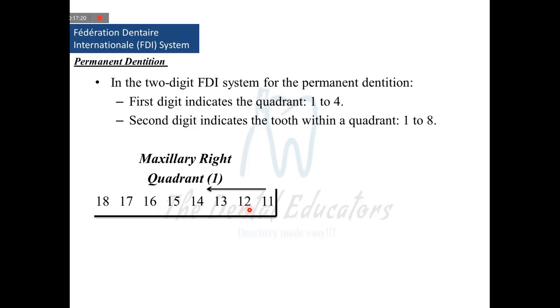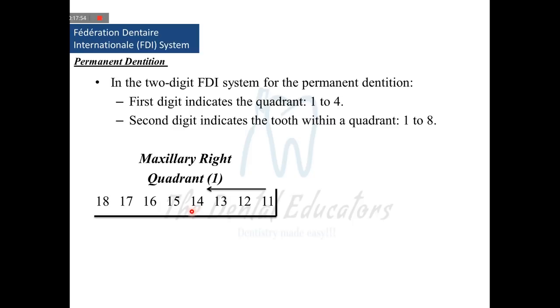Now 1-2 represents the maxillary right quadrant, and 2 represents the second tooth from the midline. So the maxillary right 2 means lateral incisor, so 1-2 is the maxillary right lateral incisor. Now 1-3: the first digit represents maxillary right, and 3 represents the third tooth from the midline, that is the canine. So we will call it the maxillary right permanent canine.